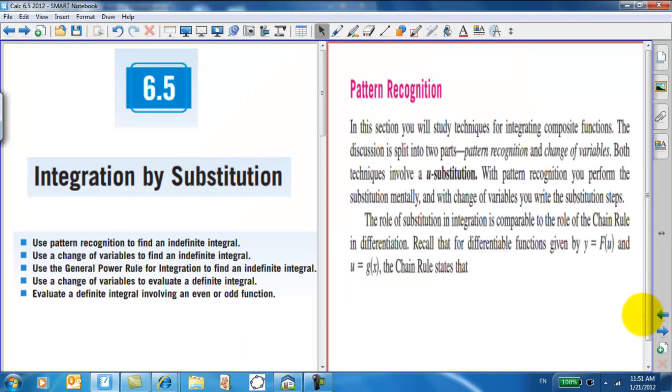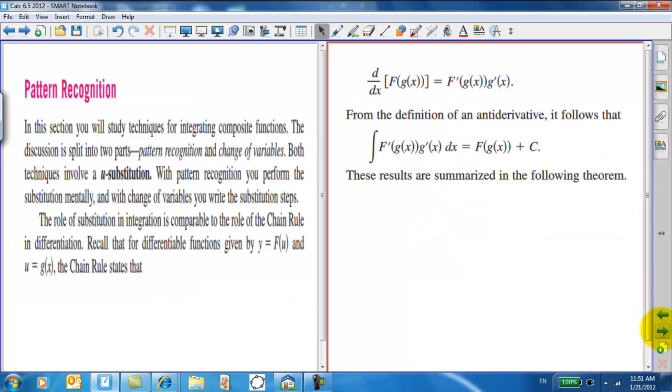Now pattern recognition, this is also called u substitution, when you see that there is basically a derivative of the inside of the function hanging out somewhere else inside the integrand. Now remember the chain rule? Derivative of f of g of x is f prime of g of x times g prime of x. So if you have this pattern inside an integral, you can take it back.